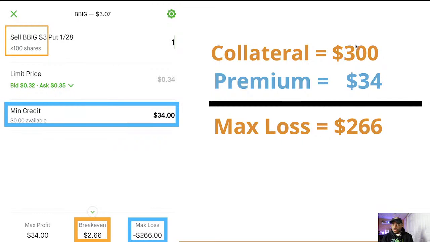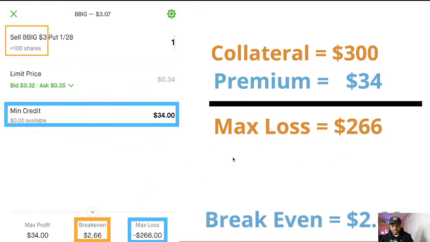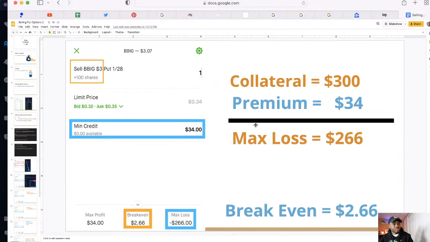So you wouldn't even lose your entire premium, but this is if the stock went to zero, which generally doesn't happen often. Okay, so now let's check this out. Our break even, and let me X out of this a little bit so you can see a little bit better. Notice our break even is $2.66. Where did this break even come from? Because remember, in our example, BBIG is $3. You would be forced to buy 100 of them at $3. So you'd be in it for $300.